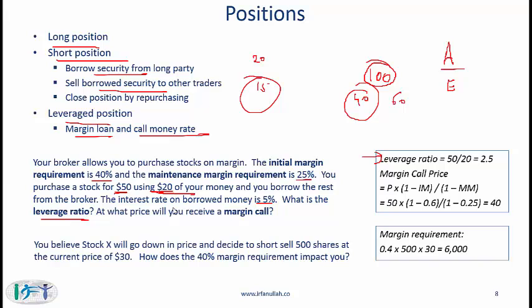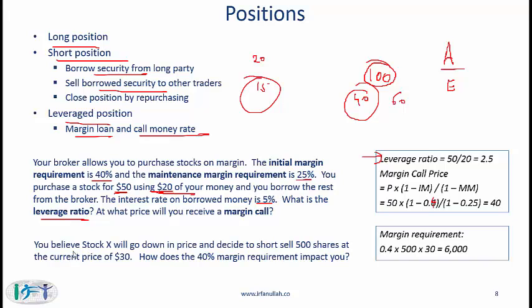So the next question is, at what price will you receive a margin call? And that is also shown over here. This is the formula that you need to remember. The margin call price is the original price at which you bought the stock, which is 50, times 1 minus the initial margin. Initial margin is 0.4. So this should actually be 0.4 over here, divided by 1 minus 0.25, where 0.25 is the maintenance margin. And that gives you 40. So if the stock price comes down to 40, you will receive a margin call.